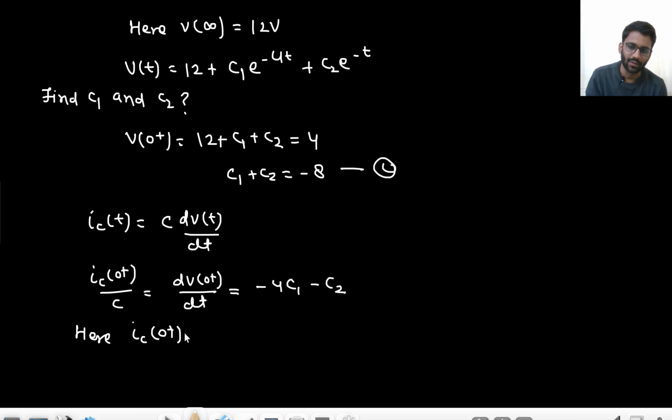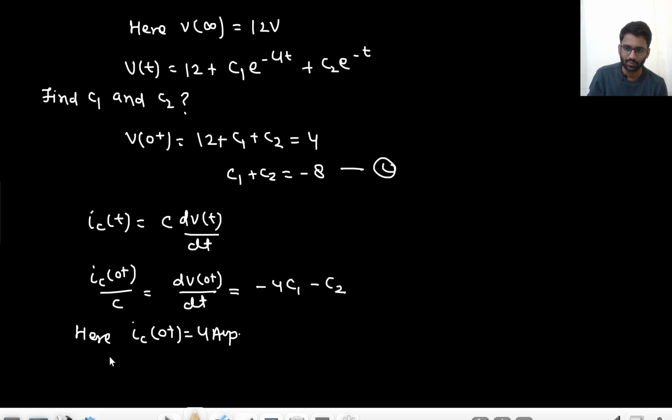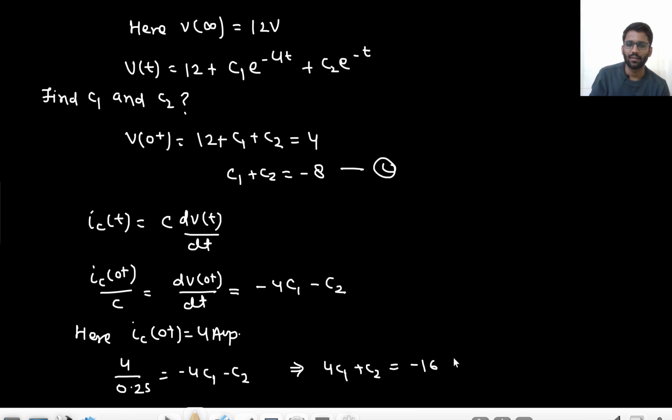IC at t equals to 0 plus will be 4 ampere only, because the current in the inductor and the capacitor is the same. The inductor is holding its current and the same current will be flowing through the capacitor. So IC(0 plus) is 4 ampere. What is the value of capacitance? That is 0.25. So 4 by 0.25 equals minus 4C1 minus C2. From here you will get 4C1 plus C2 is equal to minus 16. This is equation 2.